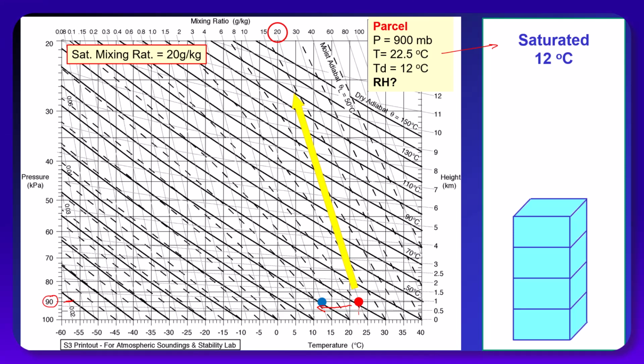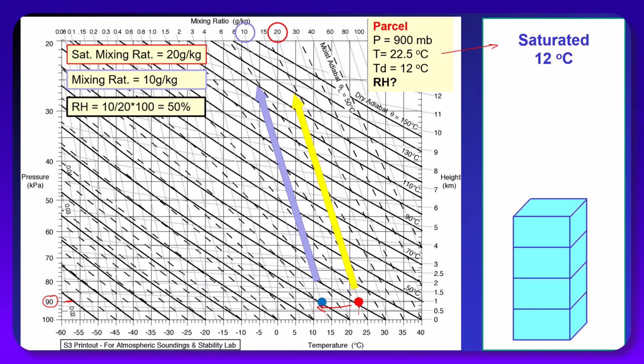Again, it conveniently sits on an isohume, and so we can find how many grams of moisture are actually in the air parcel. So that is the mixing ratio, the actual amount of moisture that is in the air parcel, which is 10 grams per kilogram of air. So we can now calculate relative humidity, which is 10 over 20 times 100, and that is 50%.